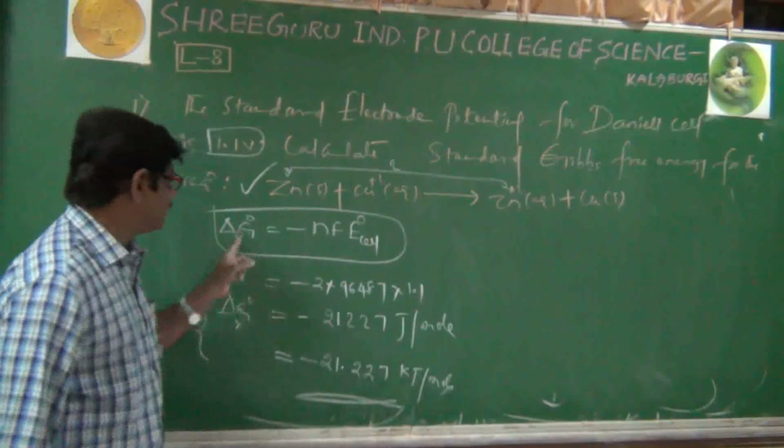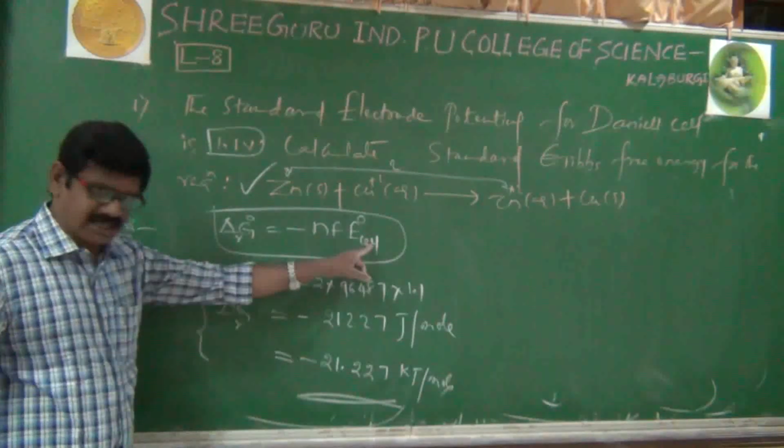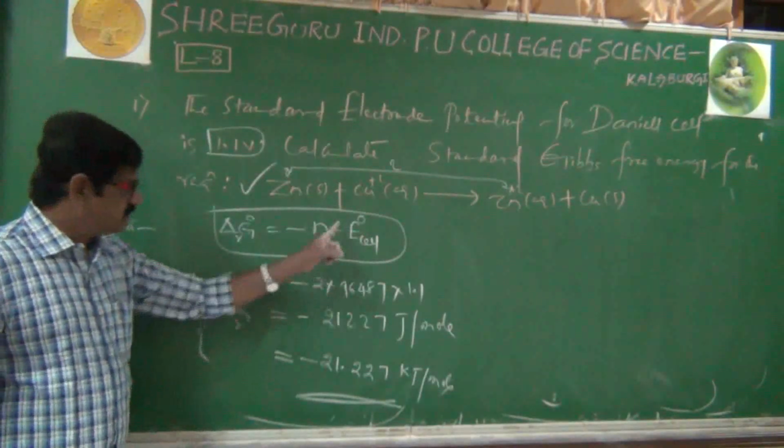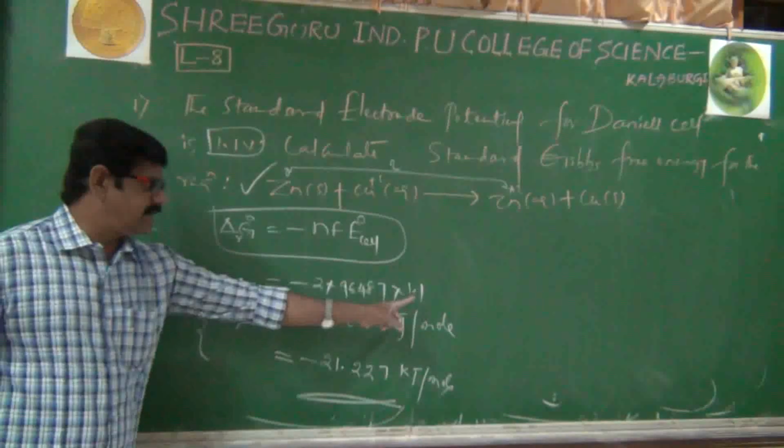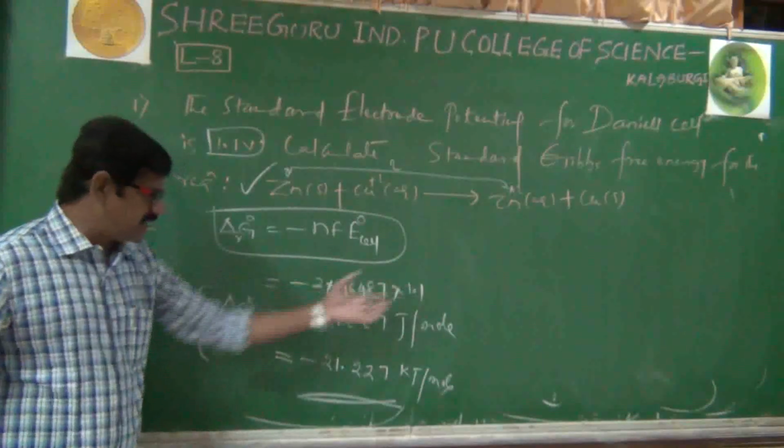That's all. Delta G naught equal to minus nF E naught cell. The n value is of course 2. Faraday value substituted, E naught cell already given in the question. If you multiply the three values, you will get the answer.